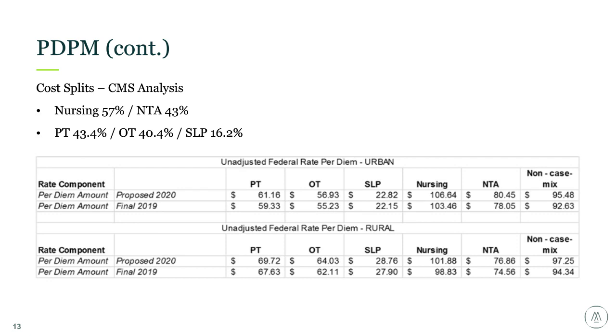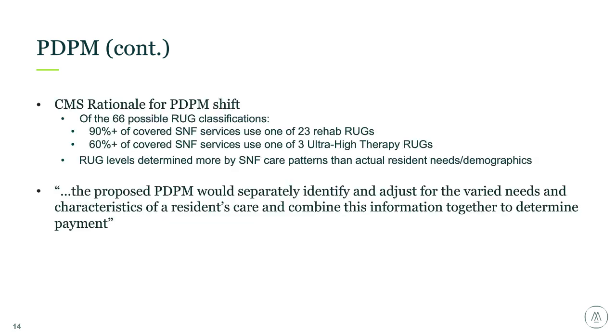So what CMS does when they initially set these rates is they go back and look at historical cost report and claims data in order to determine what the split should be between these various components for payment. The reason why in last year's rule CMS indicated that the PDPM shift was necessary was that they were looking at the predominance of how many times therapy services were occurring in certain RUG cases. And when they looked at those rehab RUGs, the ultra-high therapy RUGs, they could see that ultra-high therapy was happening a lot.